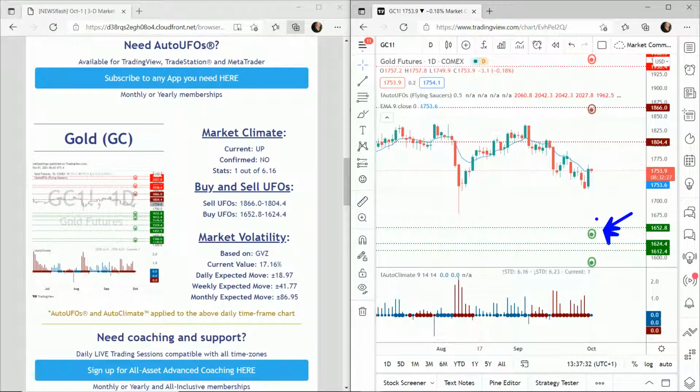Overall, not close enough to either one of them for them to make a difference today, and not confirmed on the climate. So I would say no point really trading anything on gold today.